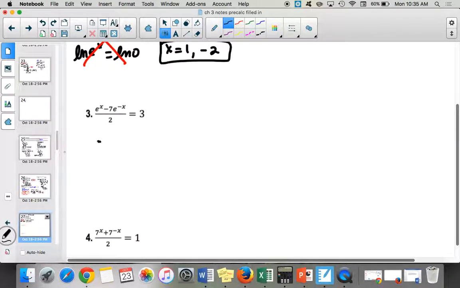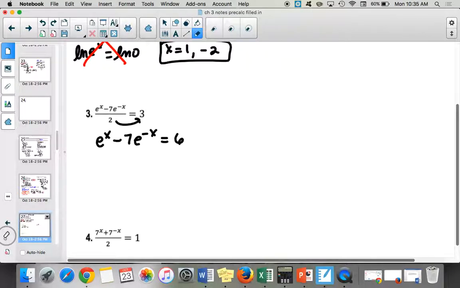All right, so let's do a little simplification. So I get e to the x minus 7, e to the negative x equals, and I multiply the 2 over, so I get 6. Do you guys know what a negative exponent means? Like if I gave you x to the negative 2, what is it? It's a fraction. It's 1 over x to the positive 2, right? So let's write this so we can see what we're going to do next.